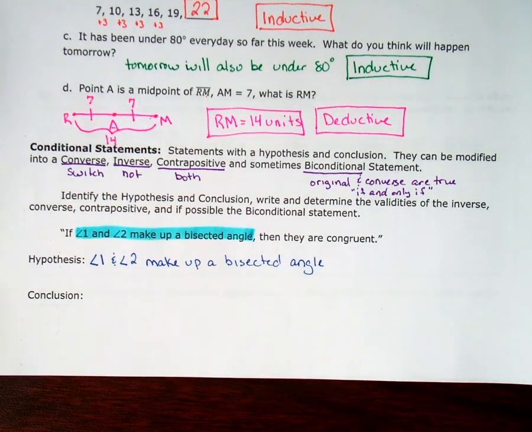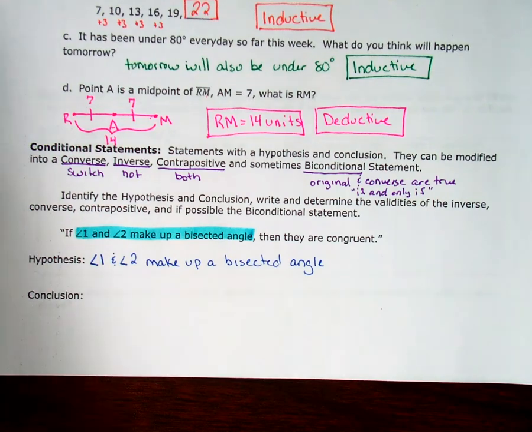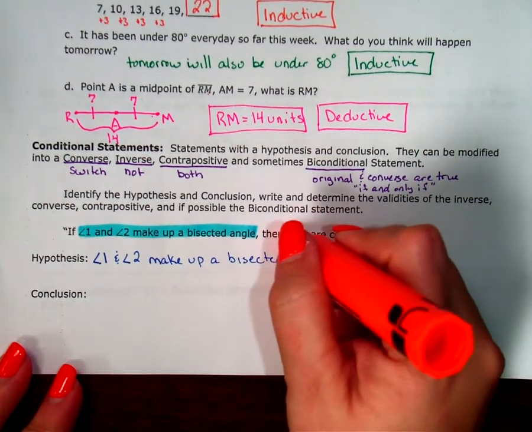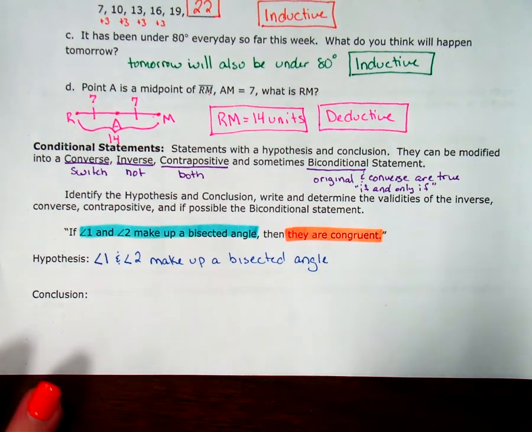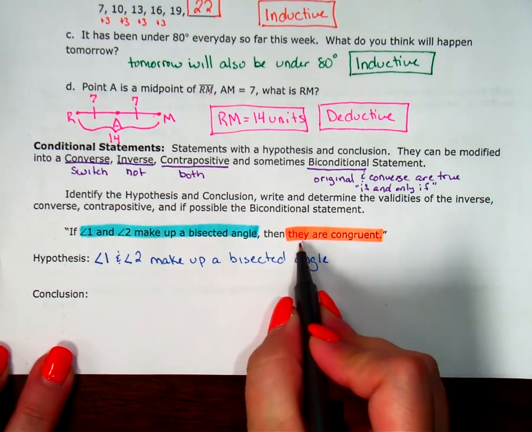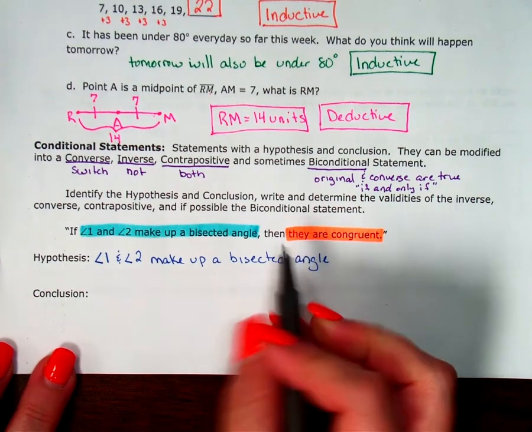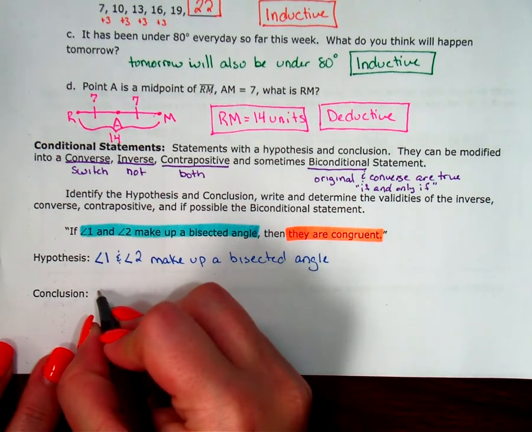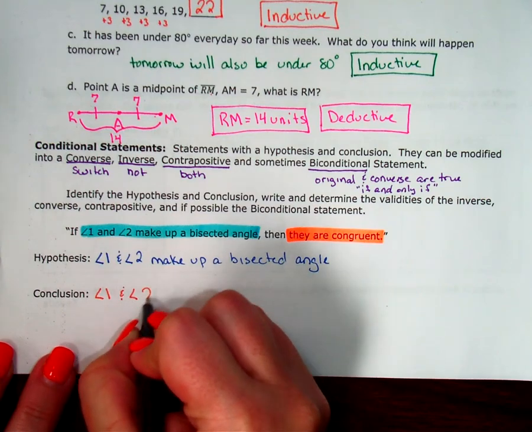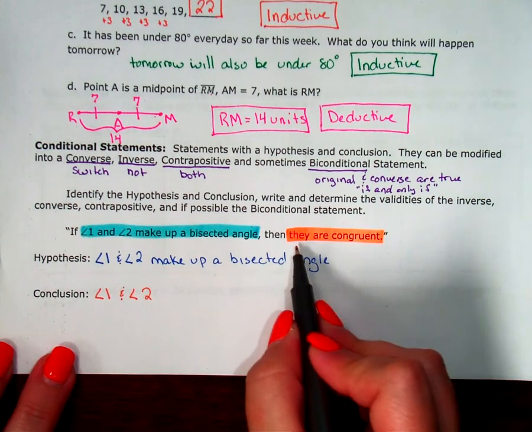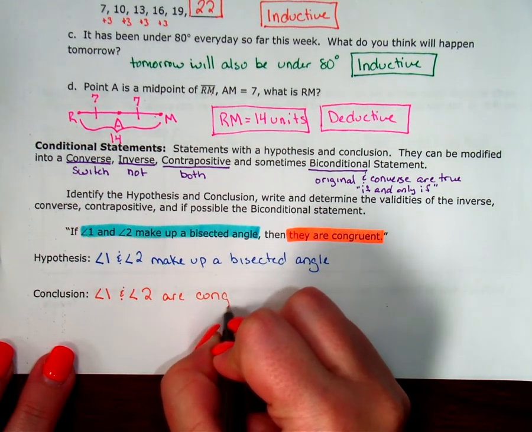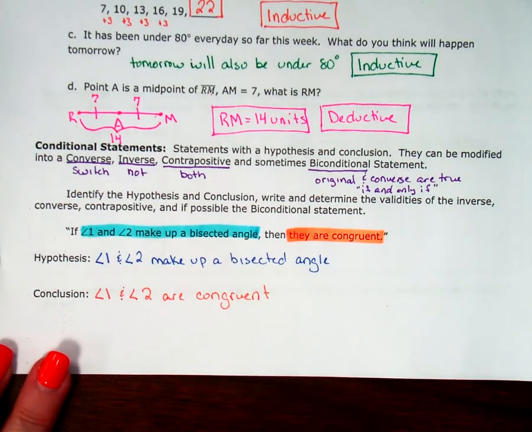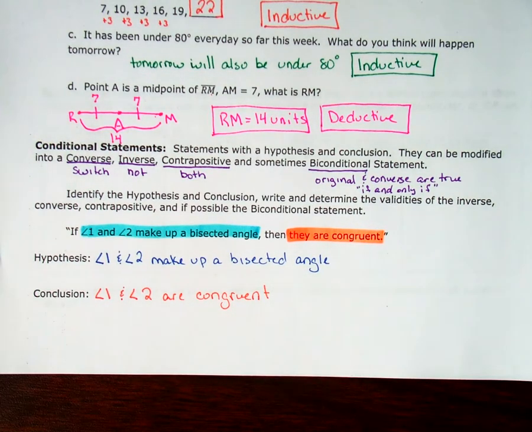Our conclusion is the part that comes after the word then. Again, it does not include the word then. Now, in the sentence, it's okay that it says they are congruent, but when I write my conclusion separately, I need to make sure that I write it without the word they, because we need to know what we are talking about. Well, we're talking about these two angles, right? So angle 1 and angle 2 is what we're talking about in both sentences. They are congruent. Angle 1 and angle 2 are congruent. Okay, so there is my hypothesis and my conclusion.